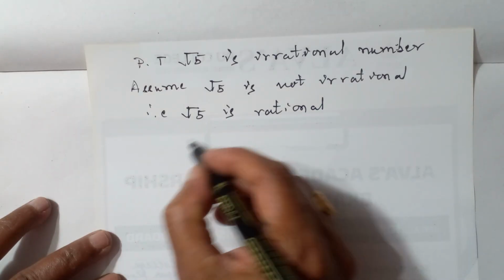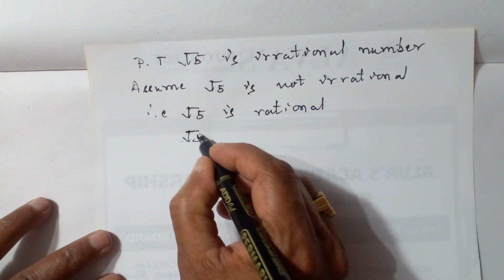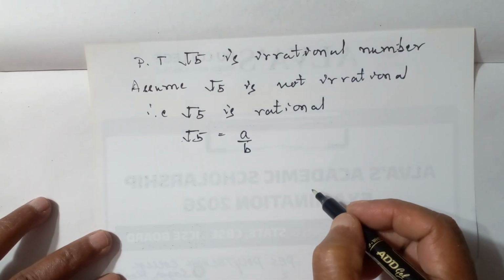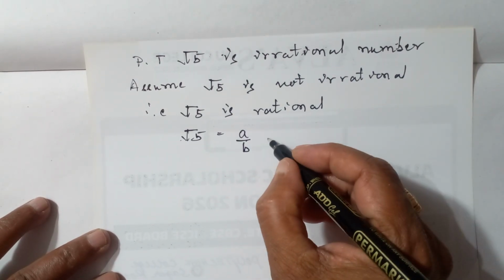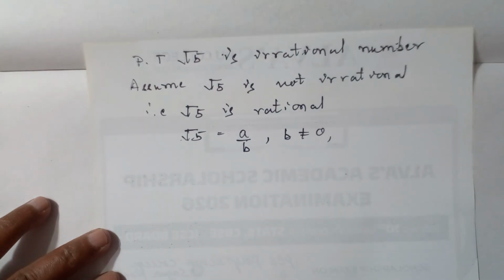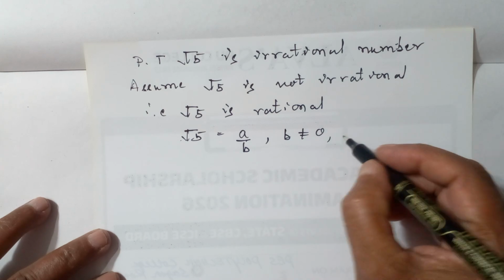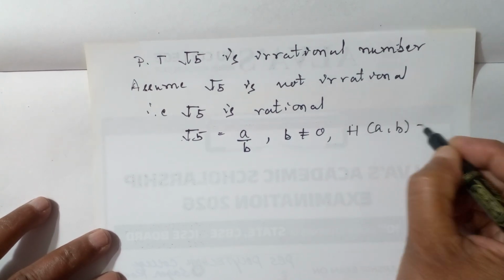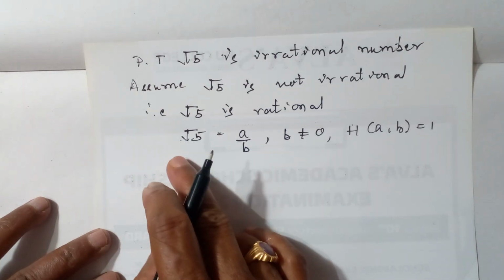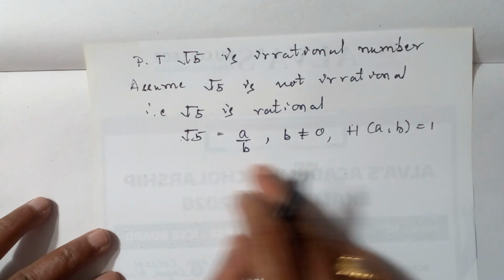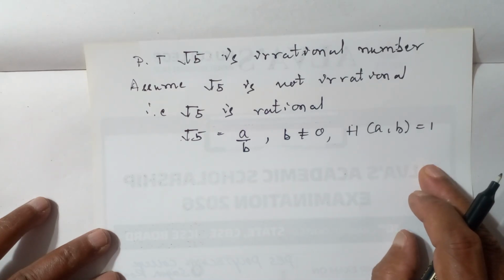You know that one. That is, root 5 is equal to a by b, or p by q. Your wish, you may take any two letters. Here the condition applied: b is not equal to 0. Second thing, the HCF of a comma b should be equal to 1. This is a fine statement you have to write in any examination. The same type of question will be asked in the PUC also. Try it like this.